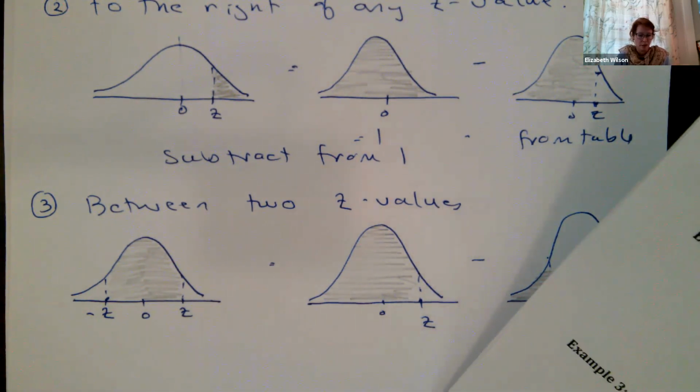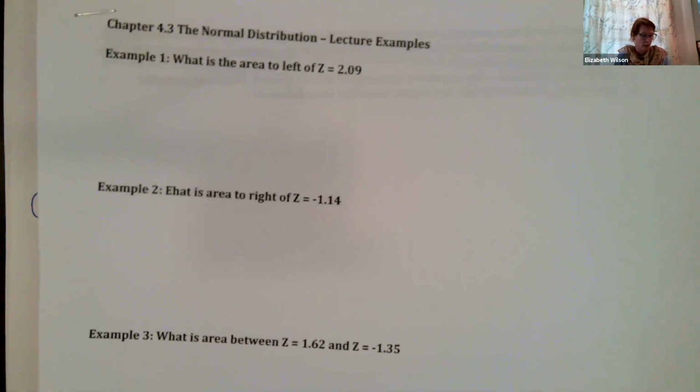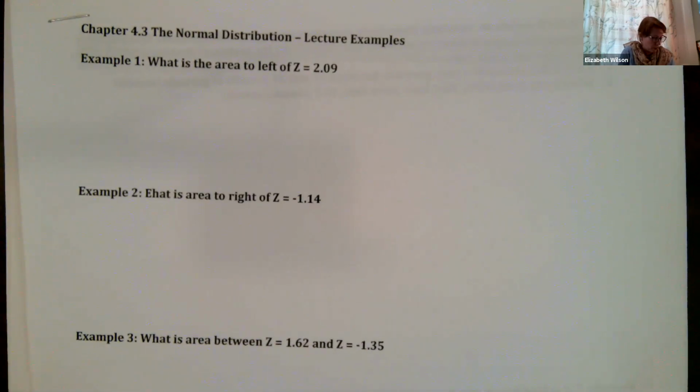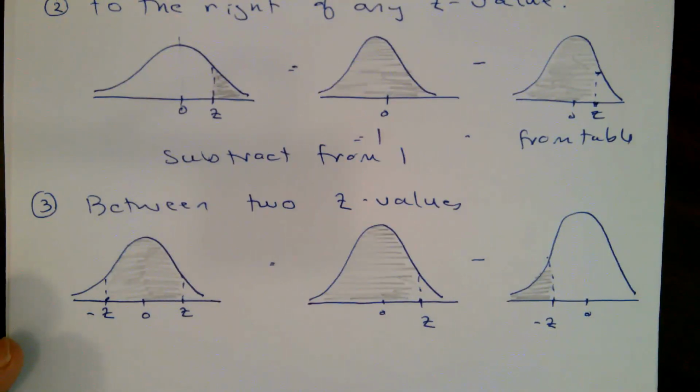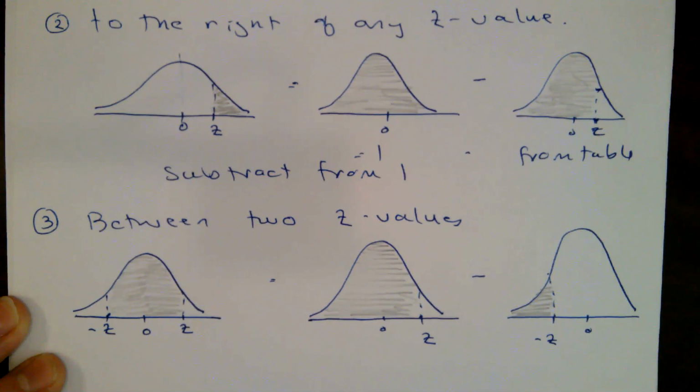Example number 1 says, what's the area to the left of z equals 2.9? Can you go back for 1 second? Yeah, you bet. Right here. I'll give you guys a sec.